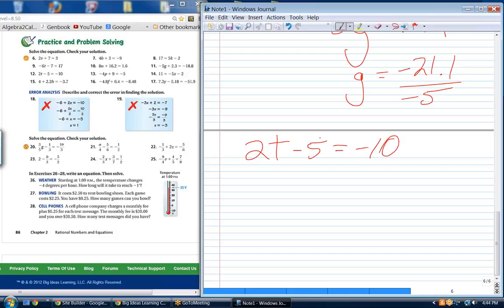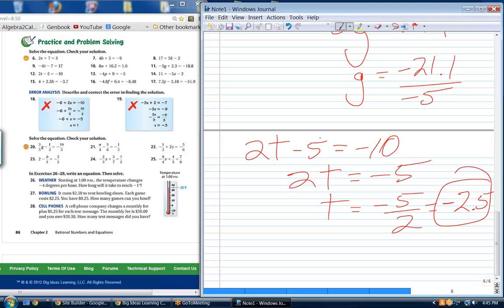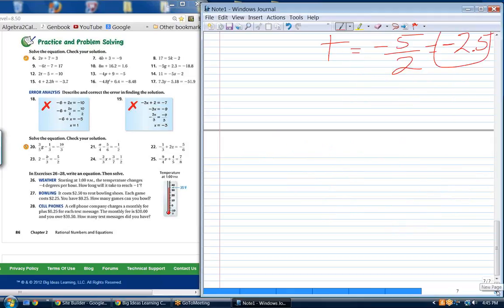Never mind. Okay, so then you add 5 and get 2t equals negative 5. Okay. And then you divide negative 5 by 2. And you get 2 and a half, negative. Negative 2.5. Yeah. Okay.